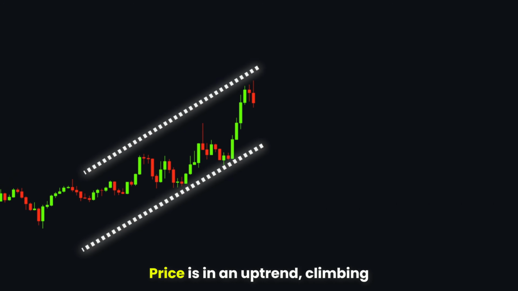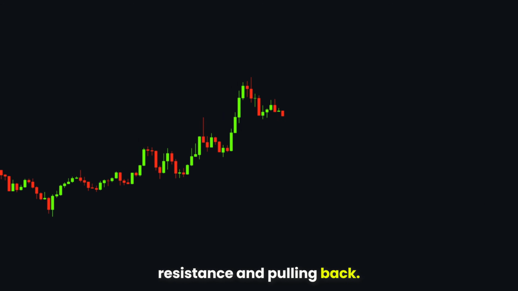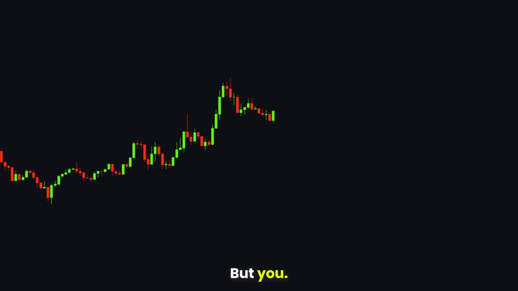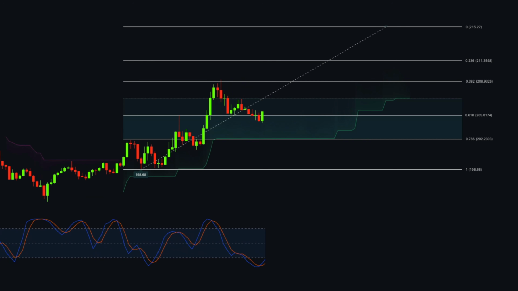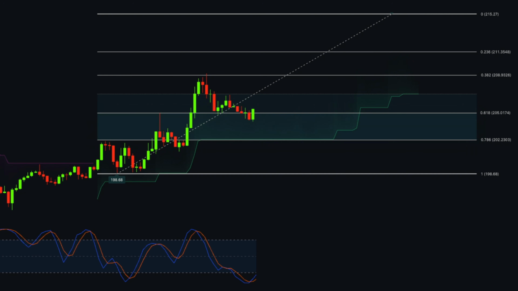Picture this. Price is in an uptrend, climbing aggressively before hitting resistance and pulling back. Most traders panic, thinking the rally is over. But you know better. As price retraces, it dips into the Fibonacci green zone, typically around the 61.8% or 50% retracement levels. This is where the market breathes, resetting before the next big move.